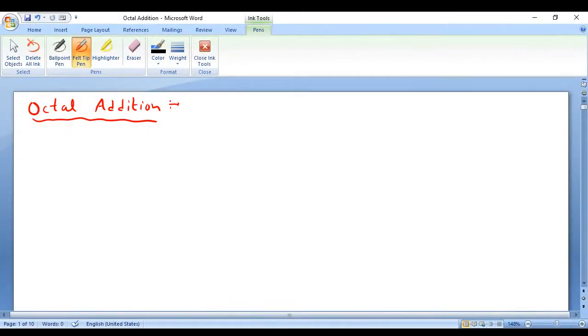Welcome everyone to this session of digital electronics, and in this session we will discuss the concept of octal addition, right? So let's start our question.